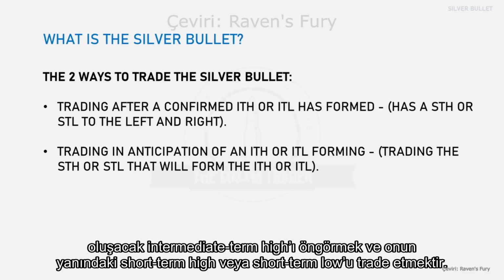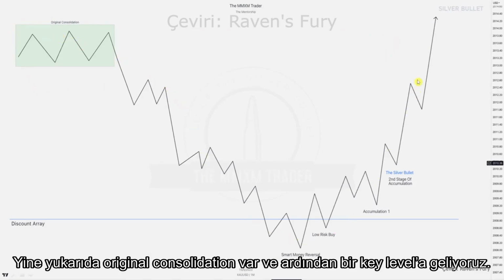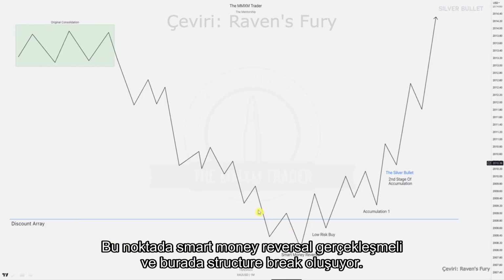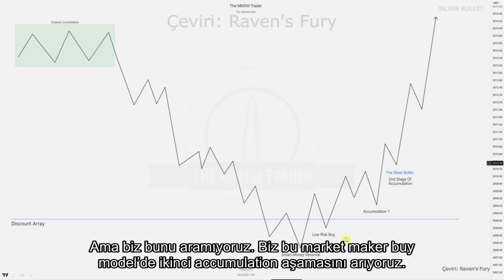So over here we've got a crude depiction of what a market maker model looks like. We've got that original consolidation up here, right? And then hitting a key level once again where the smart money reversal should occur. Now breaking structure up here, and then the first area over here, that is the low risk buy in a market maker buy model. We're not looking for this, we're looking for that second stage of accumulation in this market maker buy model.